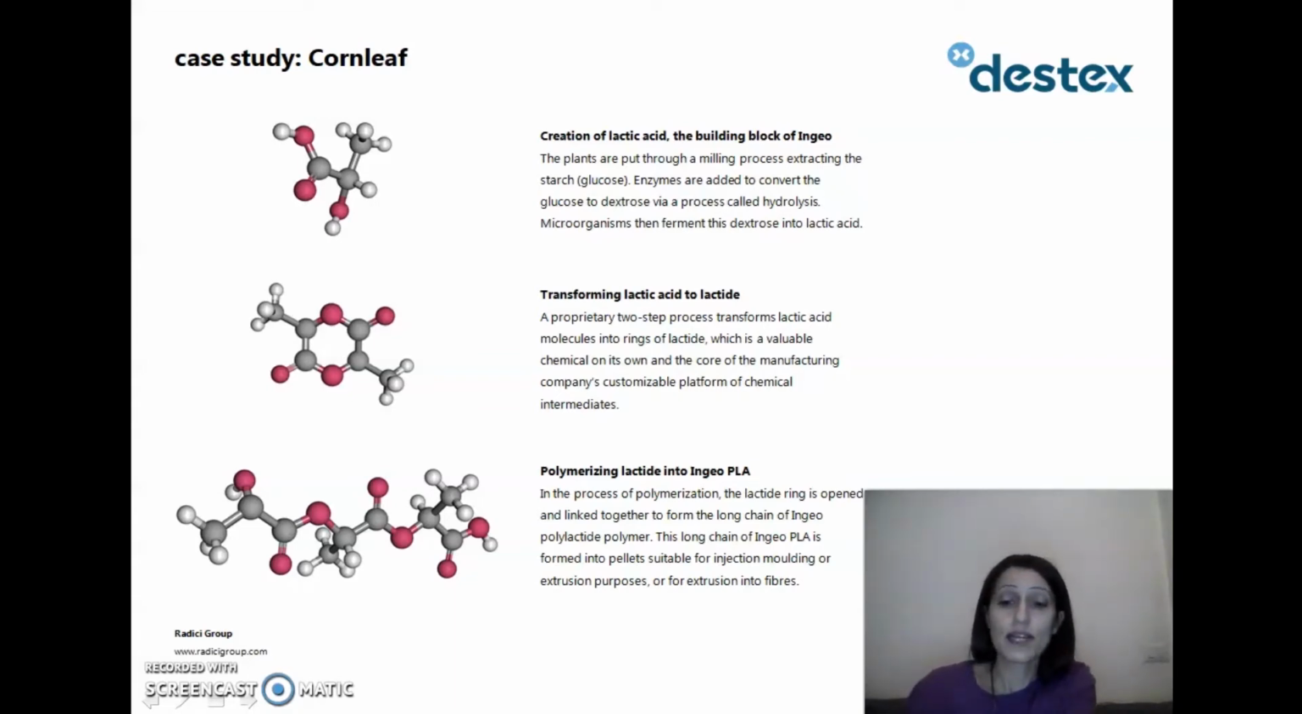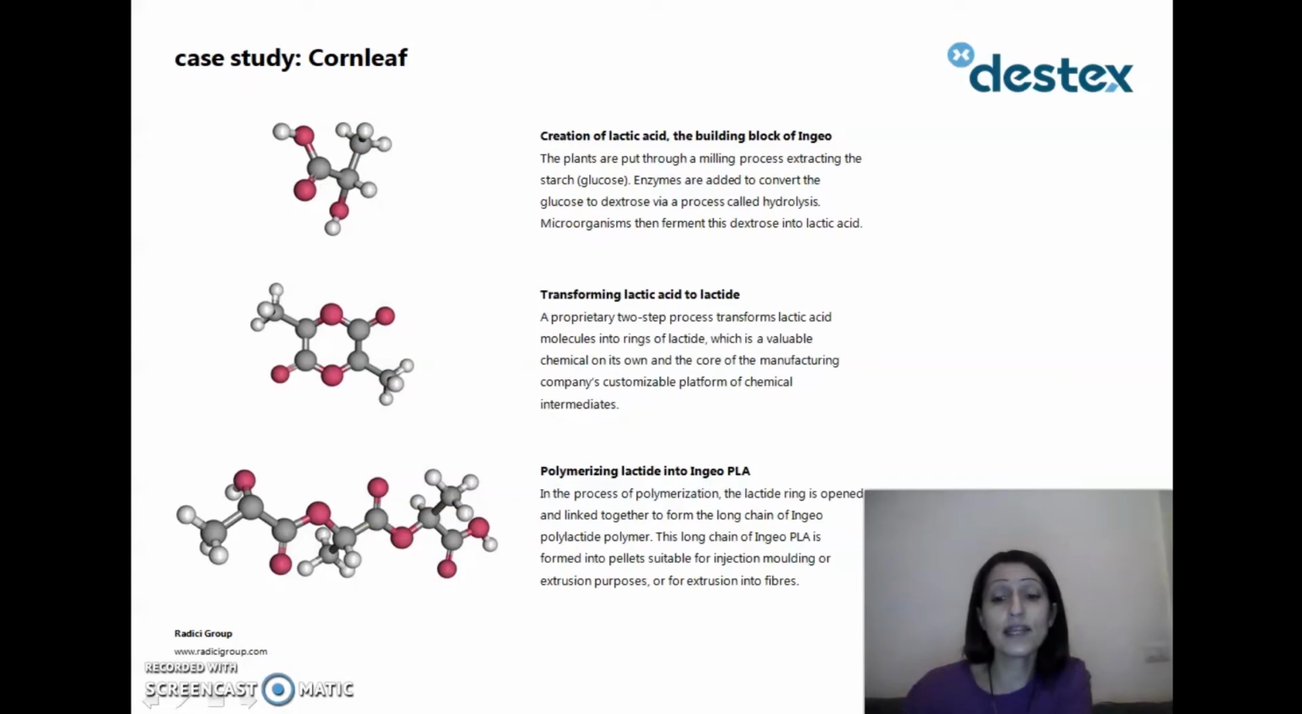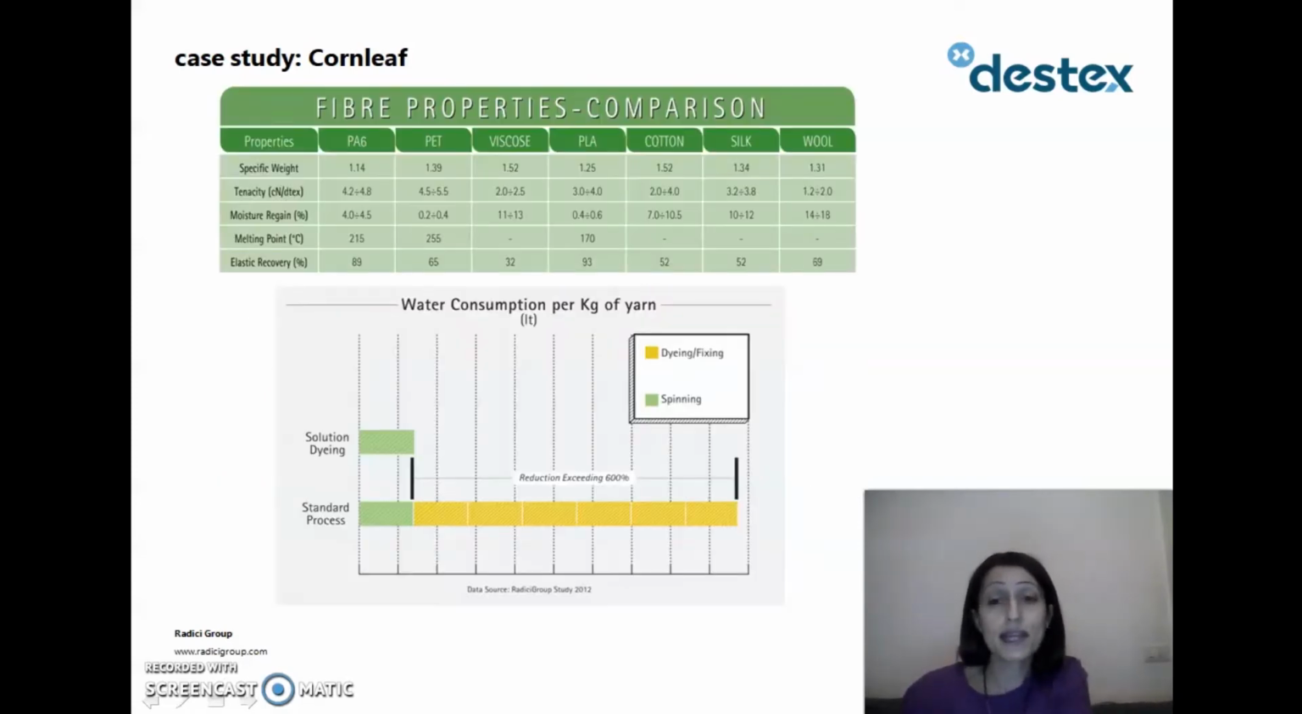Starting with the extraction of starch, lactic acid is obtained, which is then transformed into lactide and finally polymerized into PLA. Fiber properties are highly competitive, and the reduction of water consumption per kilo of yarn exceeds 600%.